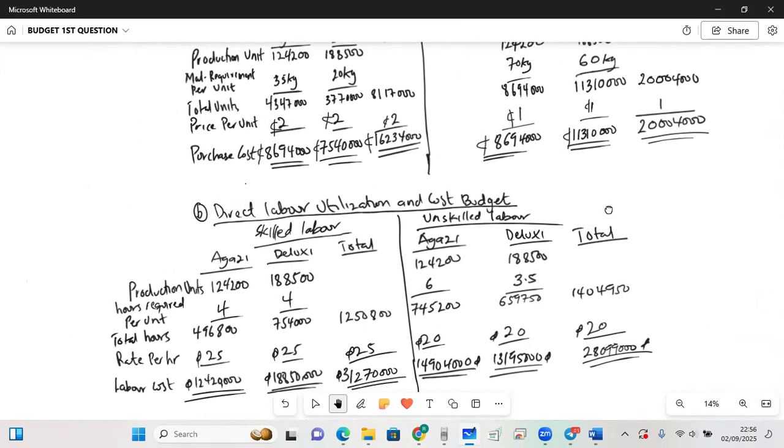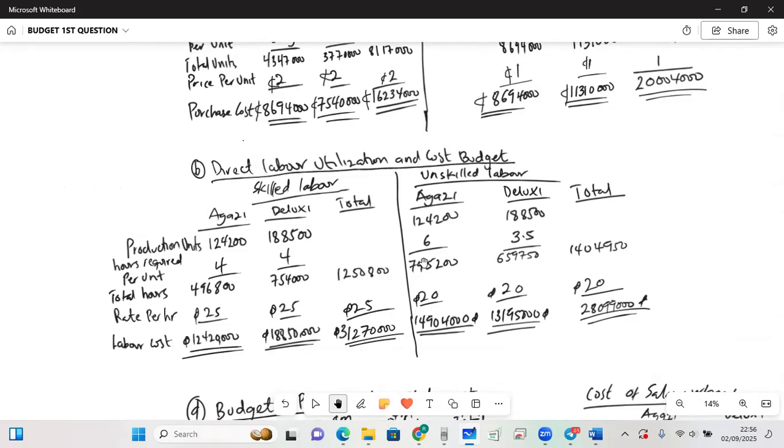Now, when we get this, the total hours, you do the same thing for Agazi as well. The number of units we want to produce, where the hours required per unit is 6 hours for unskilled labor for Agazi, and 3.5 hours for the luxury, right? When we multiply them, we get the total hours that we need. After getting the total hours, now we want how much it will cost in total for those hours. So we multiply by their rate respectively.